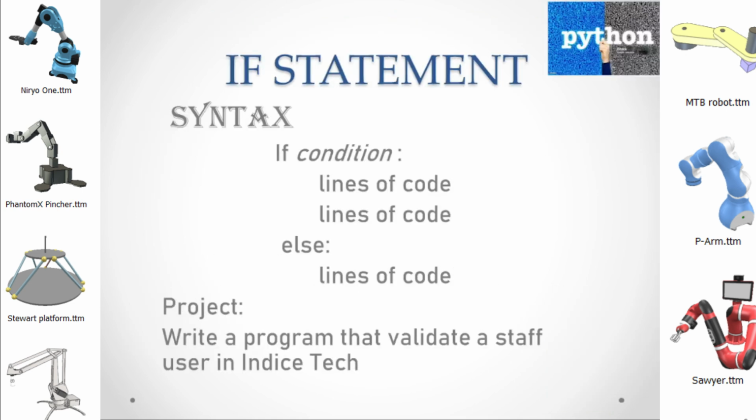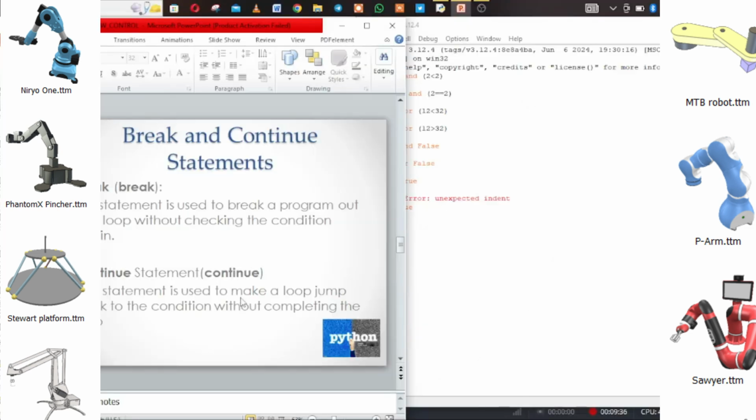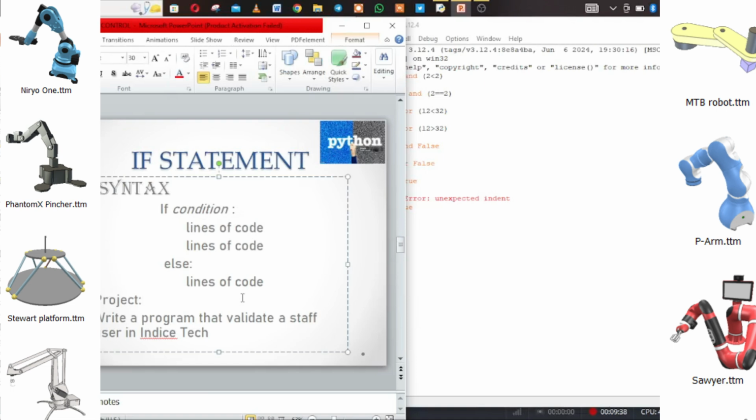So quickly we are going to start with the if statement, and we have a syntax here, and of course we are going to practice. We even have a project to do here. The project is that we are going to validate a staff user. We'll just ask him a few questions, and if he's correct, we'll validate that. That's the project. This is the syntax of the code.